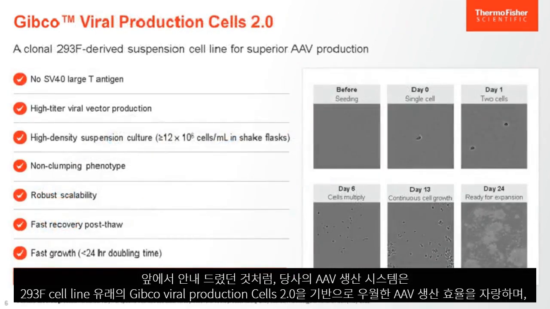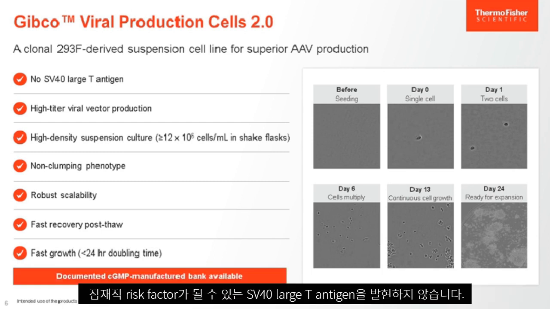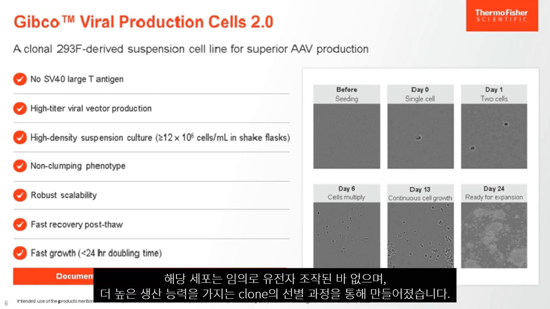I'll take a few moments just to highlight the GIBCO Viral Production Cells 2.0, which form the foundation of the AAV-MAX system. As mentioned previously, the VPC 2.0 cell line is a clonally derived cell line from our 293F suspension cells, allowing for superior AAV production. Some of the key attributes of the VPC 2.0 cell line are that the cells have no SV40 large T antigen associated with them. They have not been engineered in any way, but they have been selected for very high titer viral vector production.